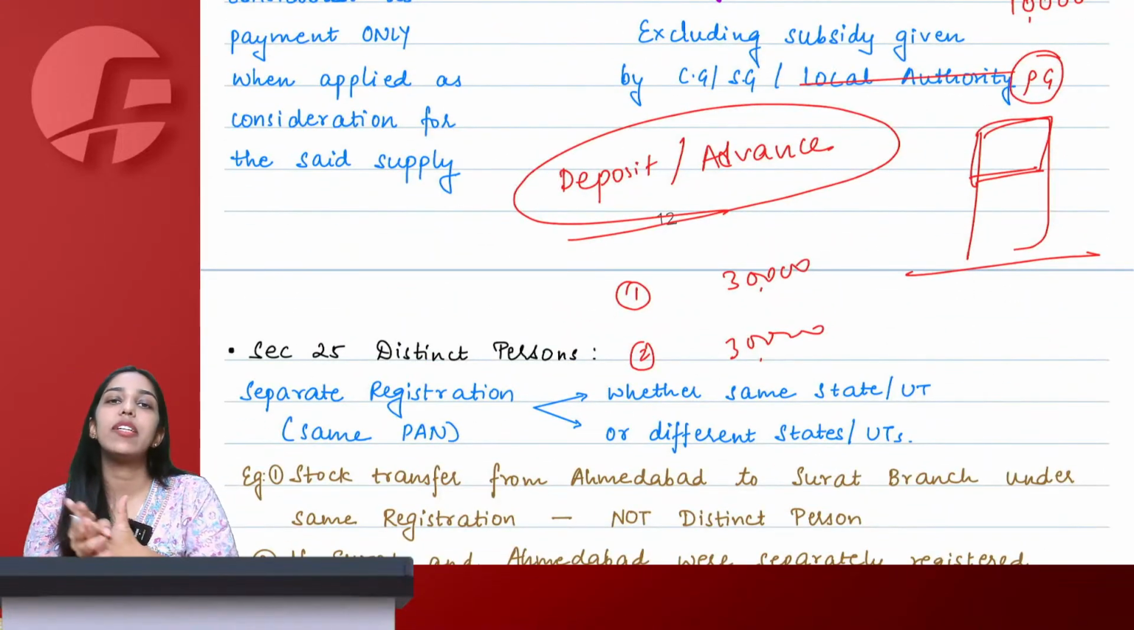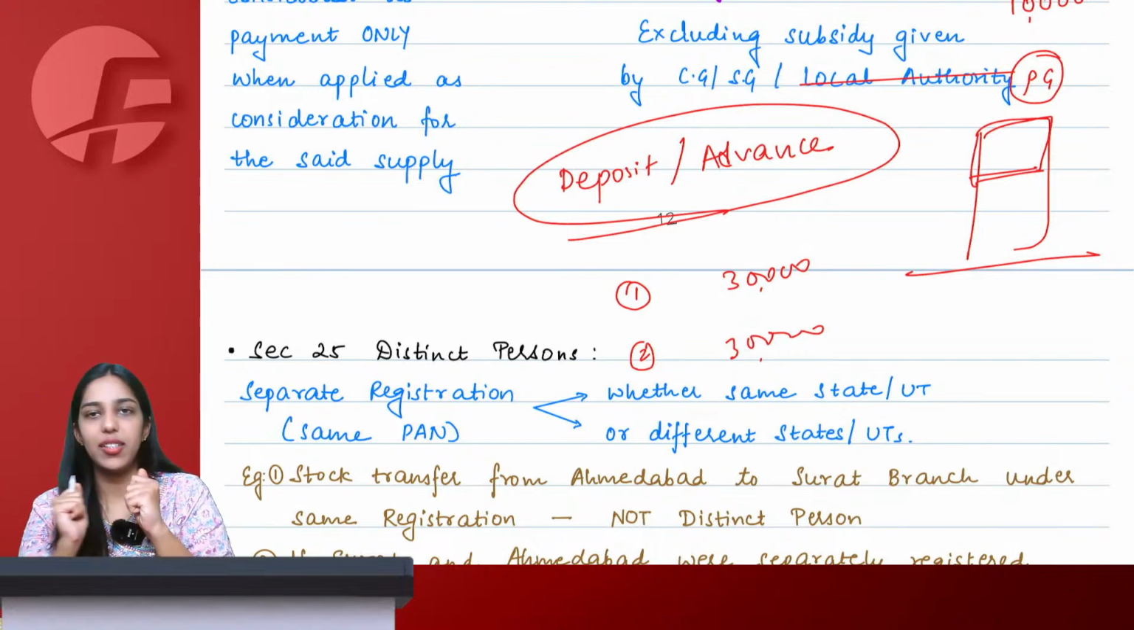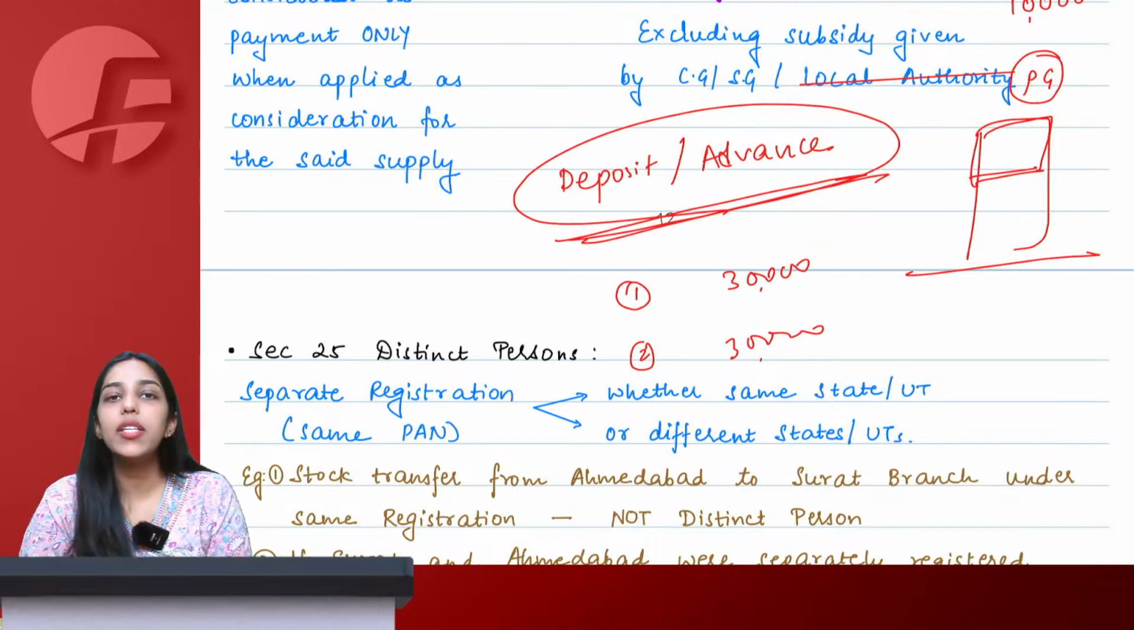Ma'am, deposit is refundable and advance is ultimately adjusted against the supply. Very good, Janani. If I'm pronouncing it right. Janani. Sorry. Okay. So, deposit or advance.